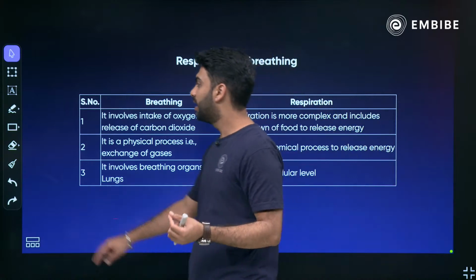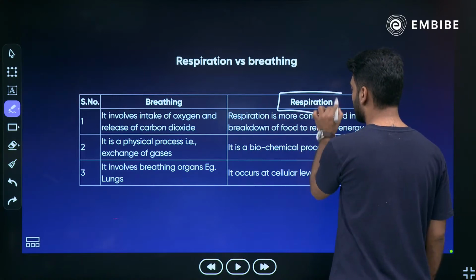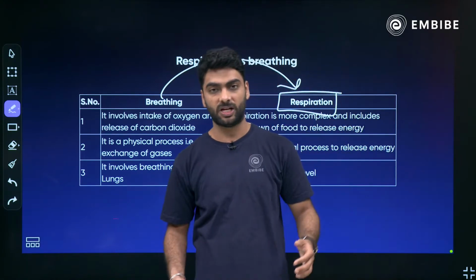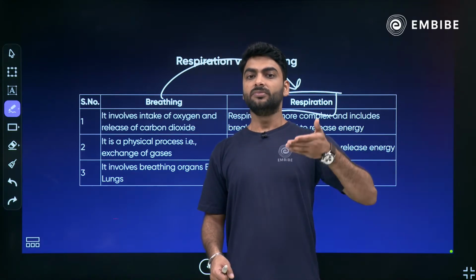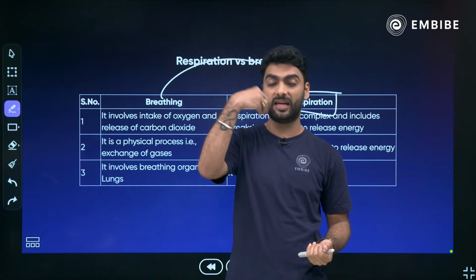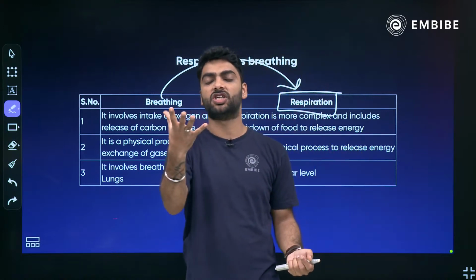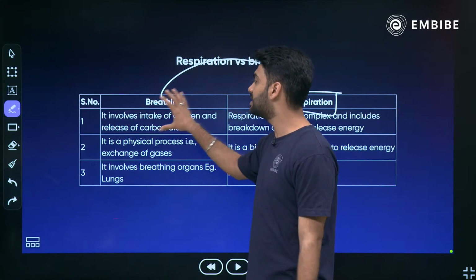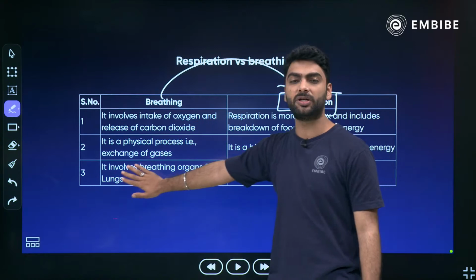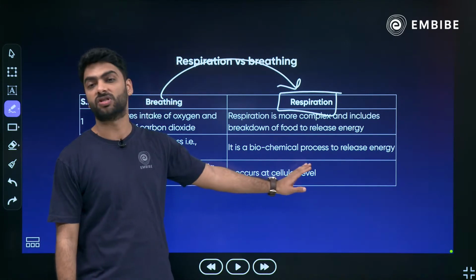Let us see the difference between respiration and breathing. To tell you in short, respiration is a major process and breathing is a part of respiration. When you breathe in and breathe out, this is breathing. But when you breathe in and the oxygen reaches your cells, breaking down the glucose and releasing energy, that is respiration. So breathing is a part of respiration. Breathing is a physical process. It involves inhalation and exhalation. It is only limited to your lungs. But respiration is a complex, biochemical process that takes place on the cellular level.